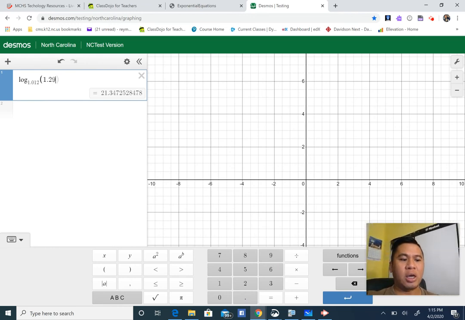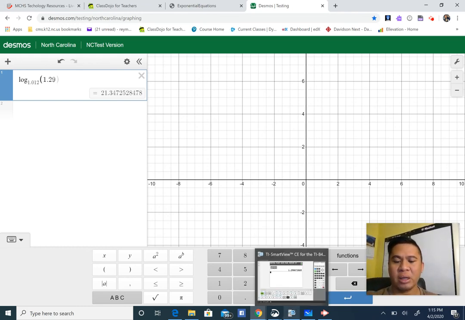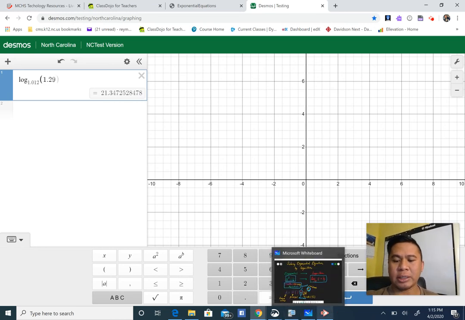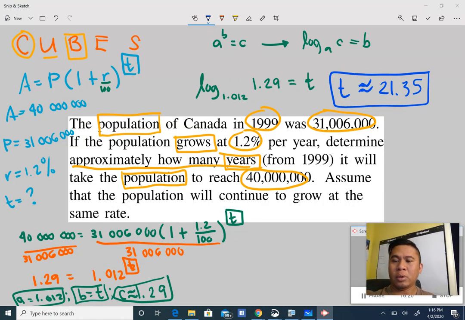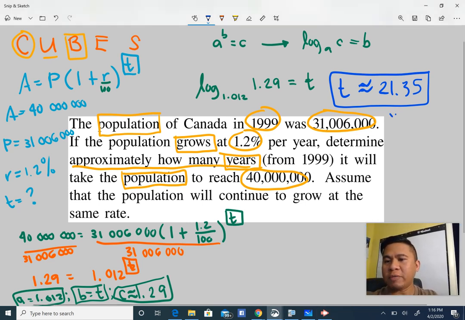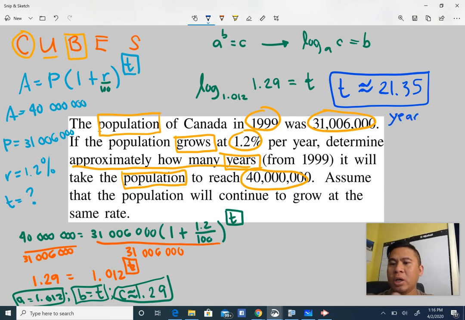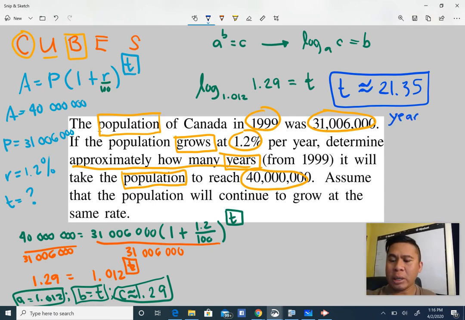And it says here I already got the value of 21.35. Again, it's 21.35 in this particular case. So that's approximately 21.35 years, which means from 1999, 21.35 years is approximately the year 2020.